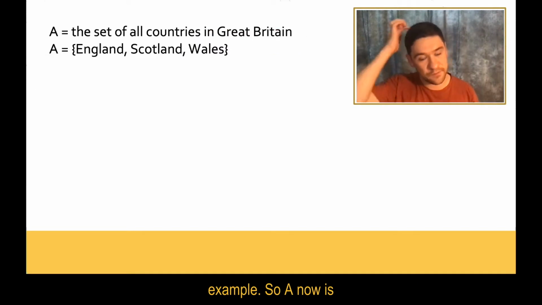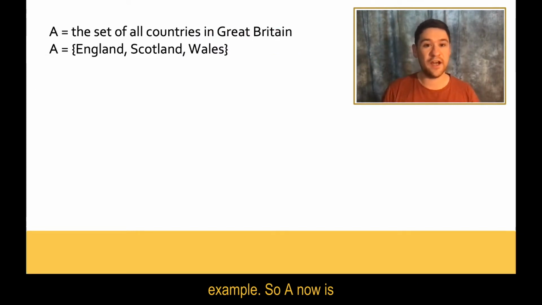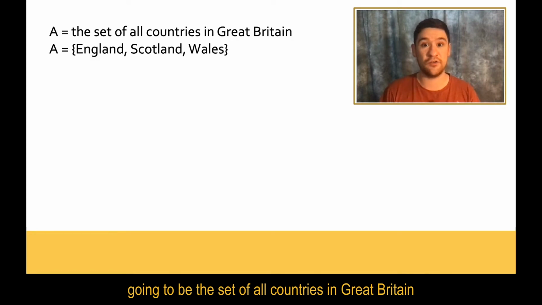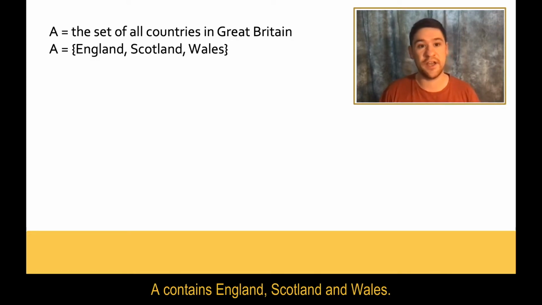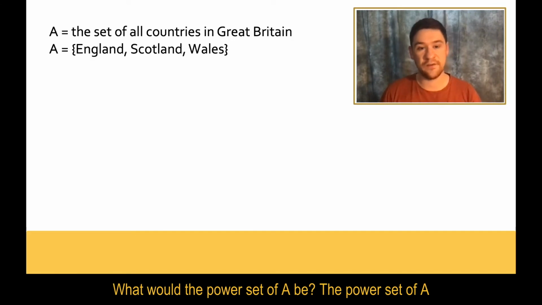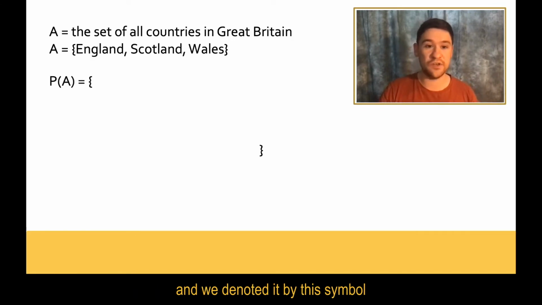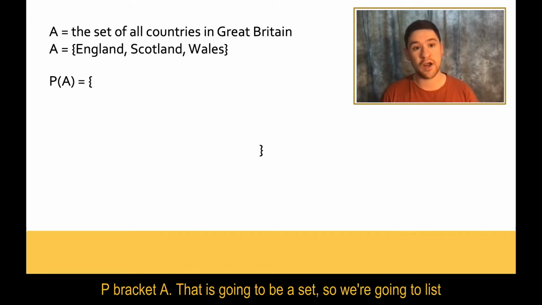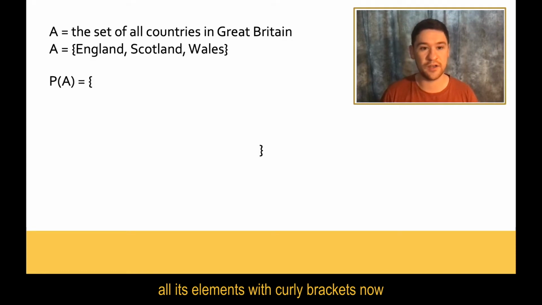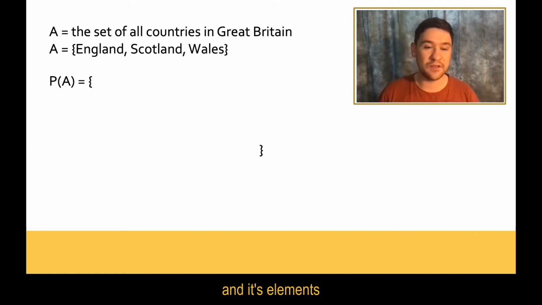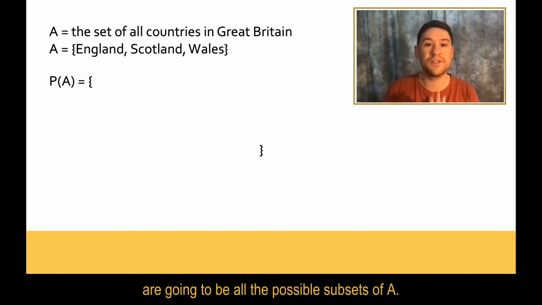Okay, let's have a look at an example. So A now is going to be the set of all countries in Great Britain. So A contains England, Scotland and Wales. What would the power set of A be? The power set of A, and we denote it by this symbol here, P bracket A. That is going to be a set, so we're going to list all its elements with curly brackets now. And its elements are going to be all the possible subsets of A.